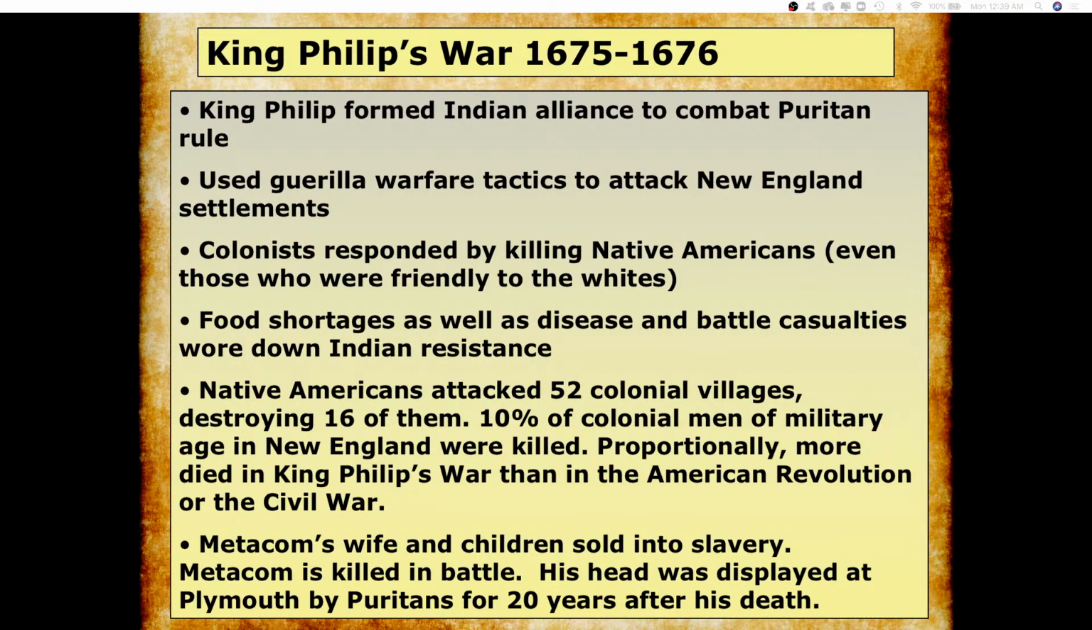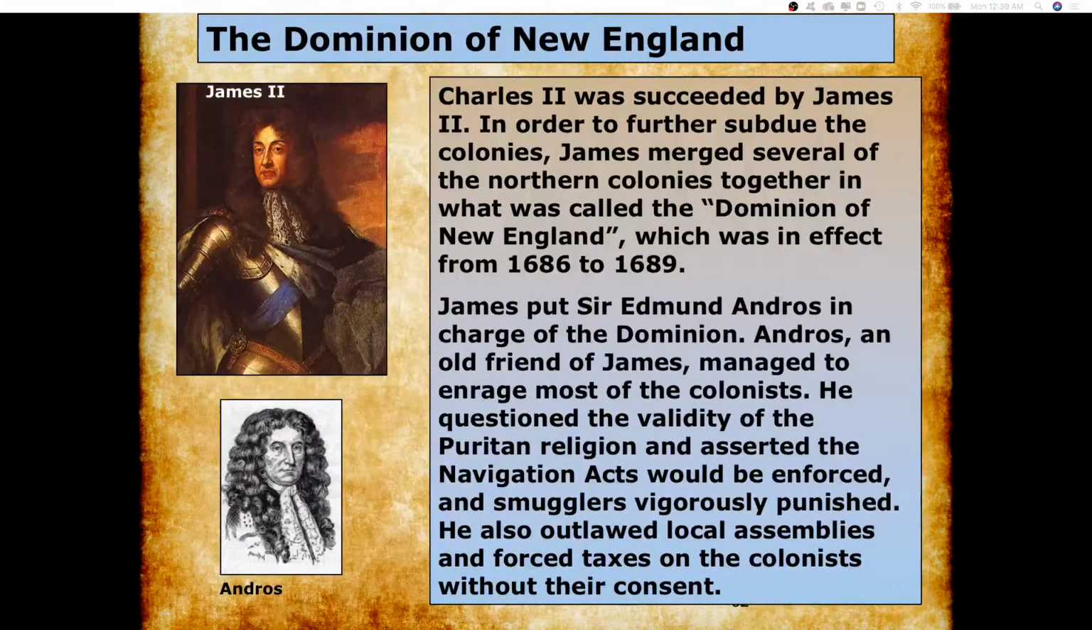So, that's their treatment of native populations. Let's go ahead and talk about what happens when the Crown disagrees with New England. So we find that out with the Dominion of New England. So James II is now in charge. He's Catholic. He decides to merge together the New England colonies to create this bigger colonial area called the Dominion of New England. And this is going to occur for like 3 years, okay, from 1686 to 1689.